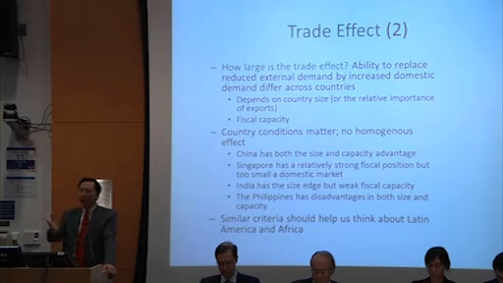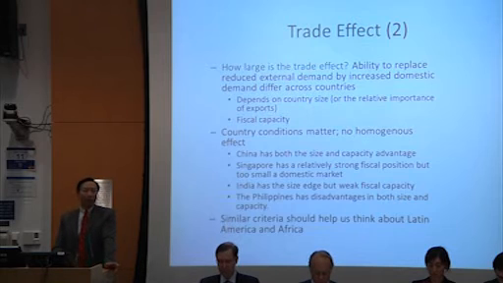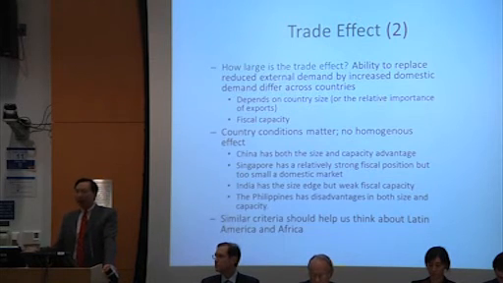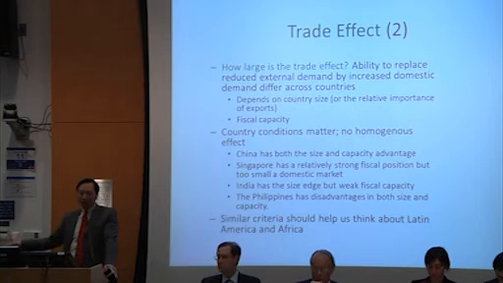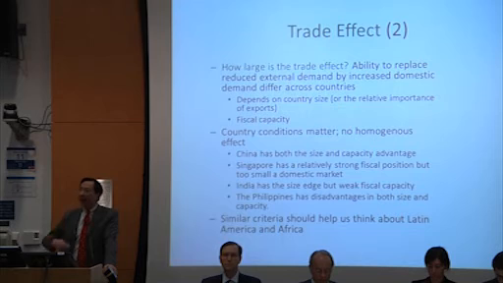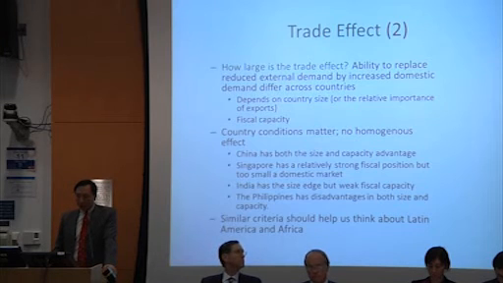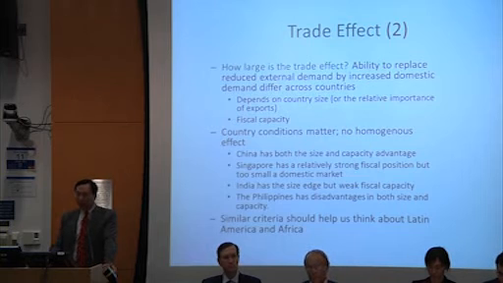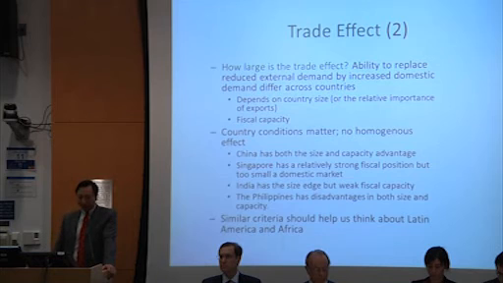India is a very large, continental-sized country. It could offset foreign demand with domestic demand, except for the fact that it has a very weak fiscal position. The Indian government, like the US government, has been running a deficit year after year for the last decade or so, which makes it very hard to use policy tools to generate additional domestic demand. The Philippines has the disadvantage of being both small and having weak fiscal positions. You would expect the Philippines to be hit very hard by a euro crisis.